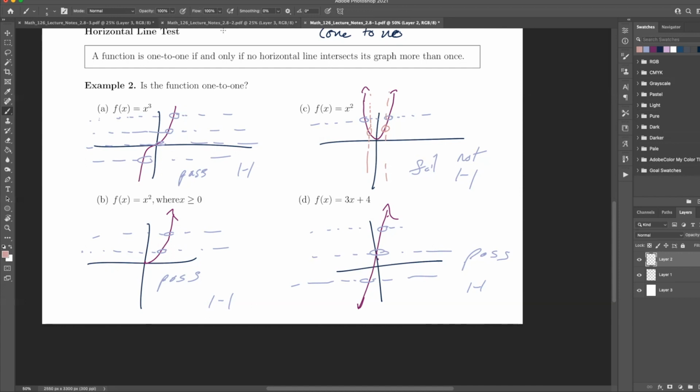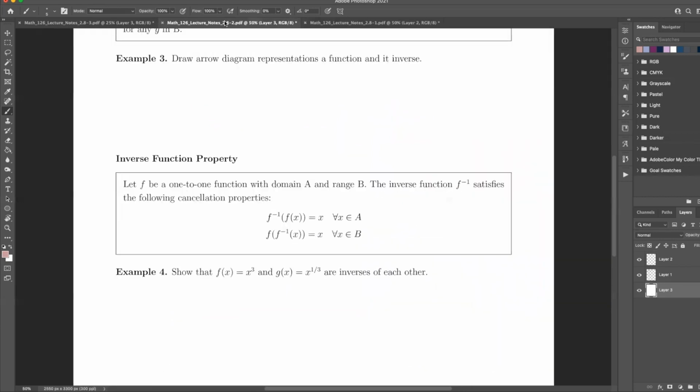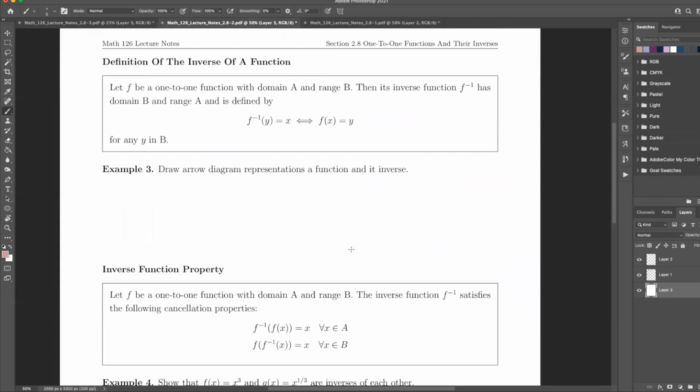All right. So let's talk about an inverse function. Let f be a 1 to 1 function with a domain A and a range of B. Then the inverse has a domain of B and a range of A defined by f inverse of y equals x whenever f of x is equal to y, for any y in B.